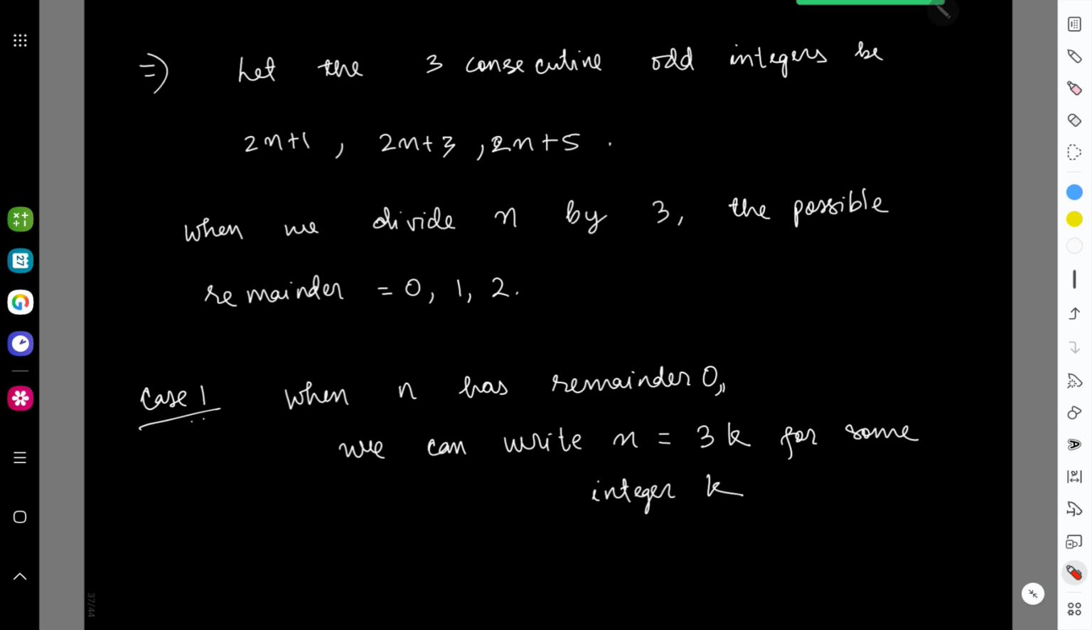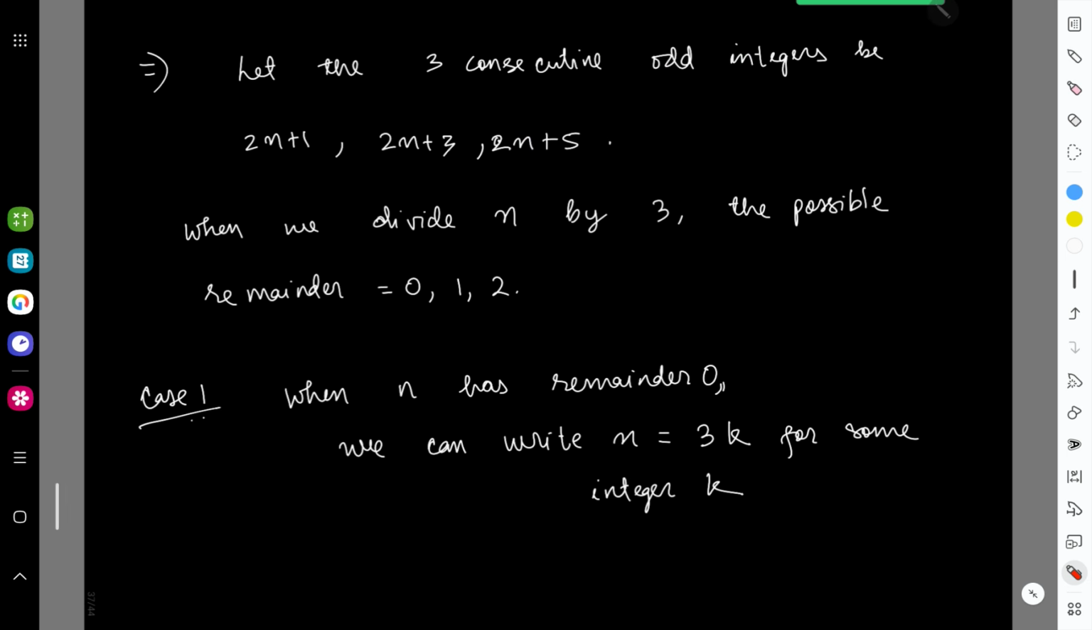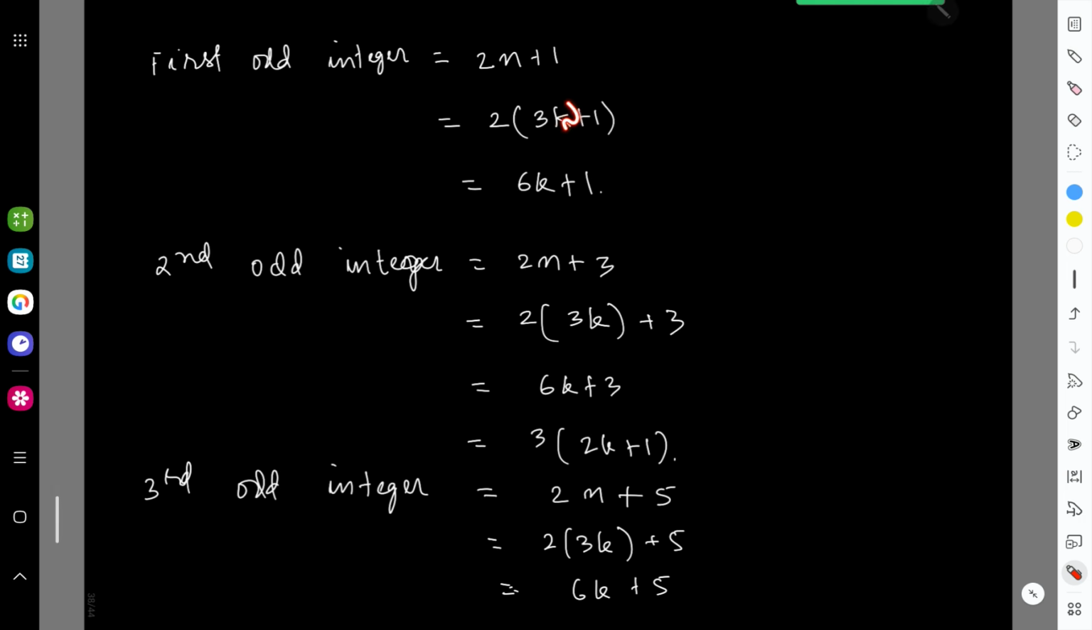In case number 1, when n has remainder 0, we can write n is equal to 3k for some integer k. Now our first odd integer is 2n plus 1. Since n is 3k for this first case, the expression will be 6k plus 1.